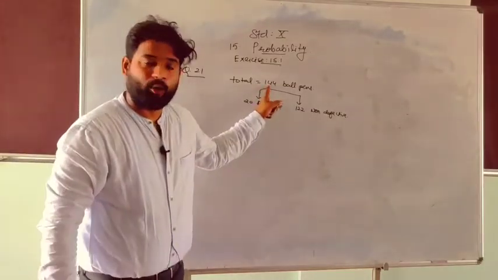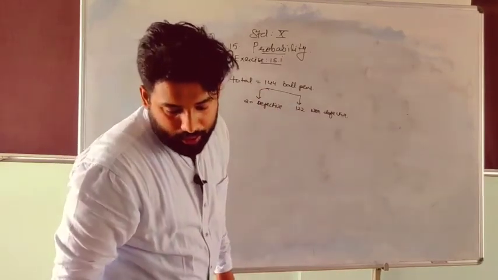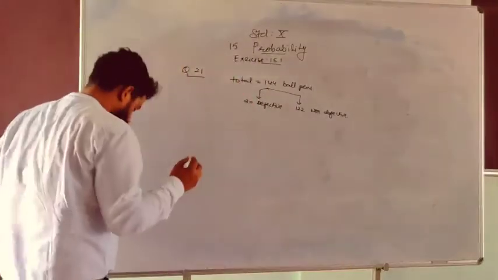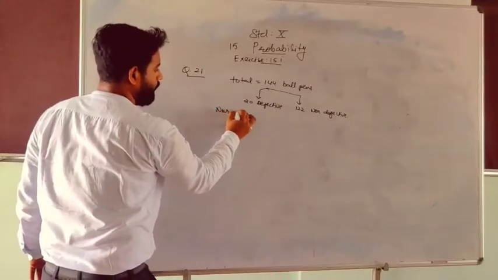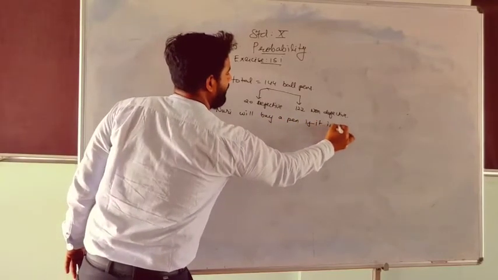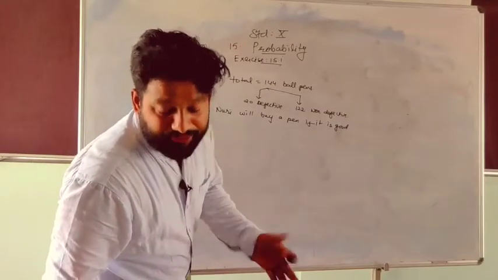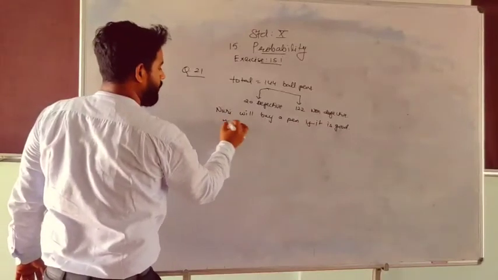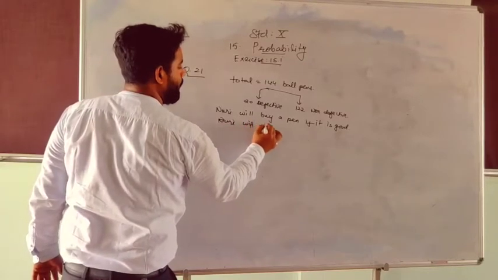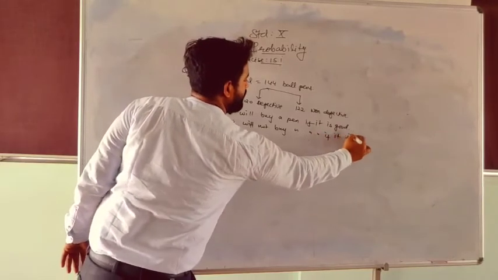So there are 144 pens. Out of 144 pens, 20 are defective. So but obvious 122 will be non-defective. Now Nuri will buy a pen if it is good, but will not buy a pen if it is defective.